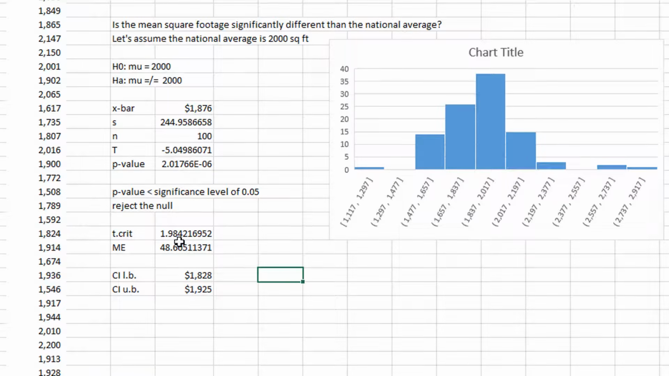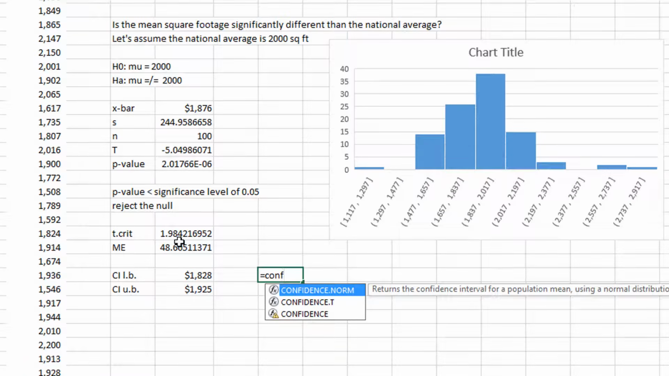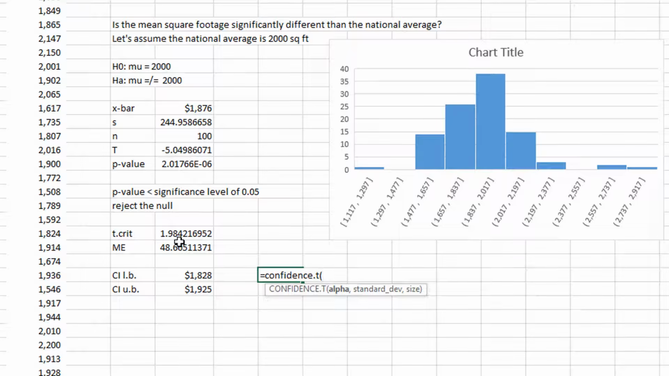The other way you can do this is you can use CONFIDENCE.T. Okay, you have to give the alpha, which is 0.05. That's the significance level of the test we had done. The standard deviation, which is up here, and then the sample size, which is here. I should actually put this up above. This is the margin of error. That's what it calculates for you. And so, of course, it's the exact same number. You just add and subtract it from the sample mean.